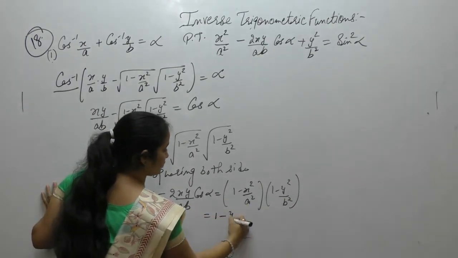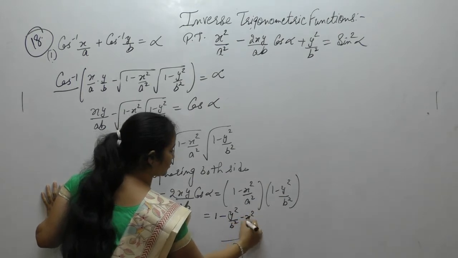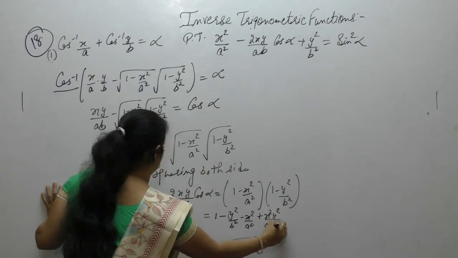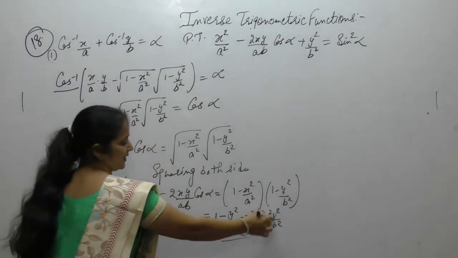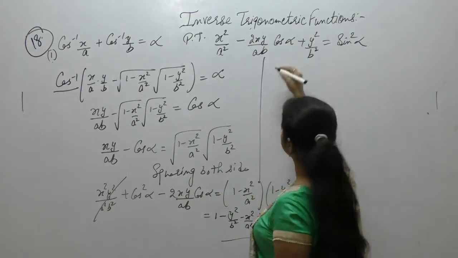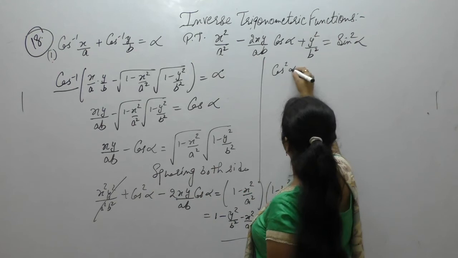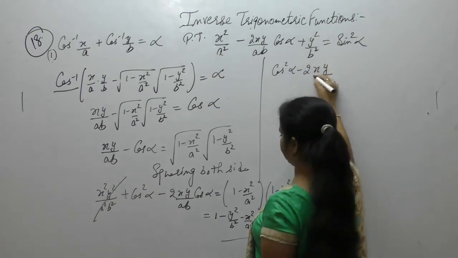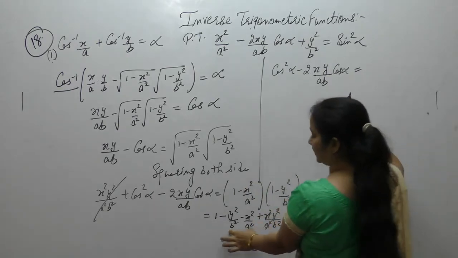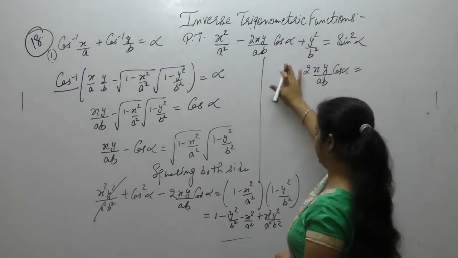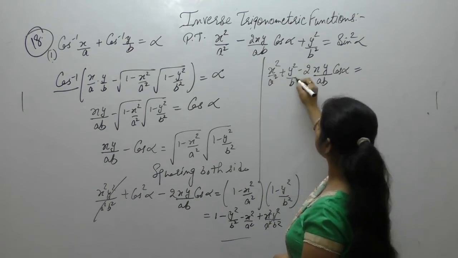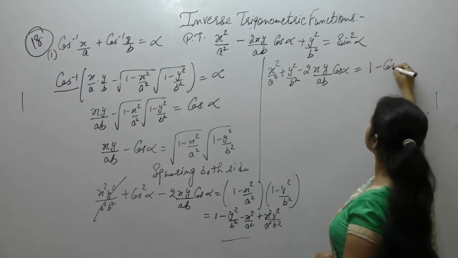1 minus y square upon b square minus x square upon a square plus x square y square upon a square b square. This plus x square y square upon a square b square, this will get cancelled. Now we are left with cos square alpha minus 2xy upon ab cos alpha. Now we want these terms on the left hand side, so when it goes to the left hand side, the sign will change. 1 minus cos square alpha.